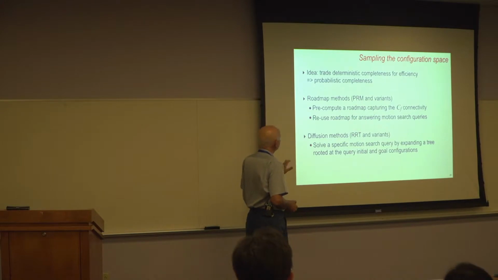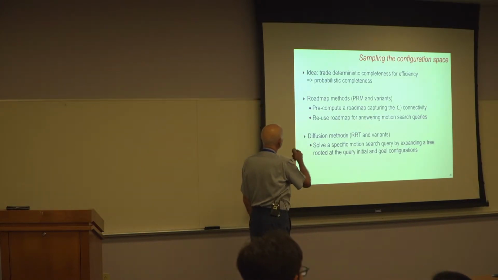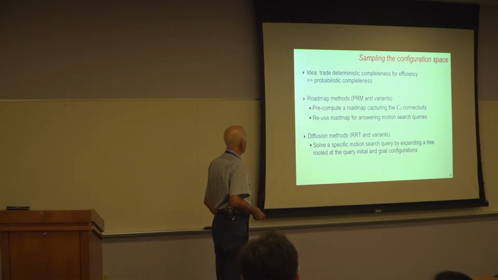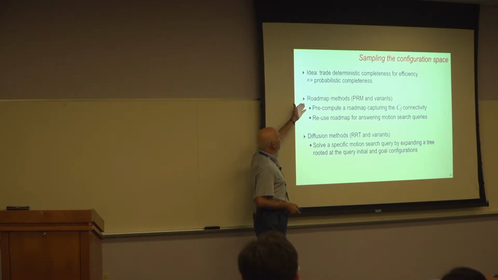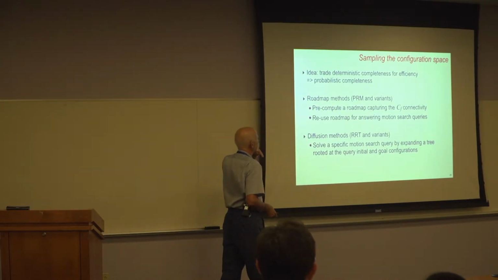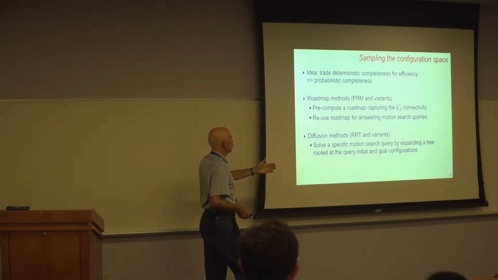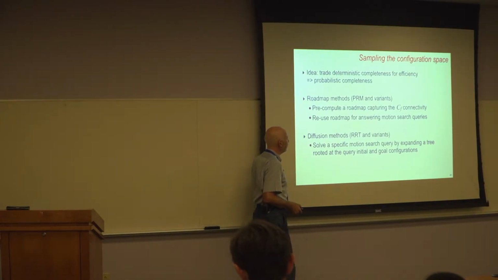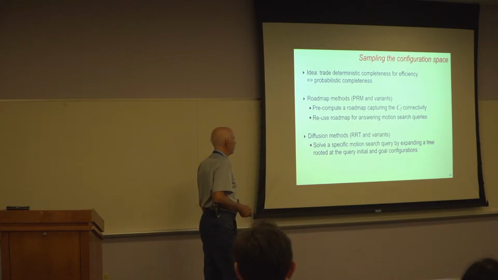So the idea is to trade deterministic completeness for efficiency and to seek probabilistic completeness. So 2 classes of methods: the roadmap method, where you pre-compute a roadmap and you reuse it for answering motion search queries, and diffusion methods, where you solve a specific motion search query by expanding a tree.